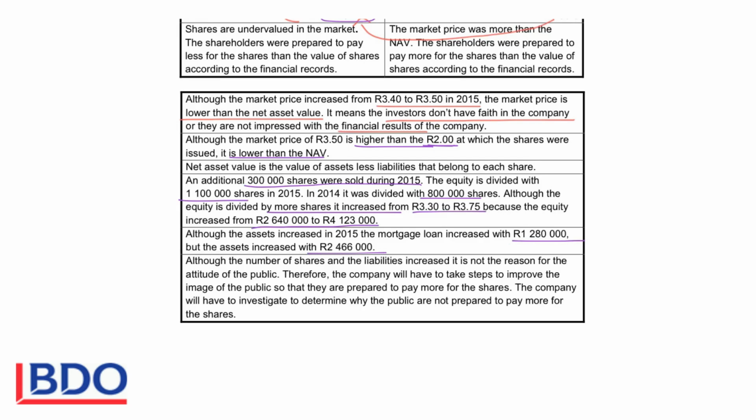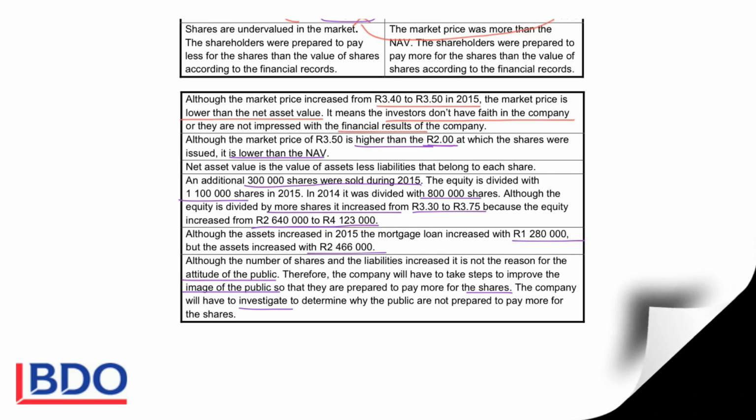Although the number of shares and the liabilities increased, it is not the reason for the attitude of the public, because the net asset value is still higher than it was the previous year, because the total assets increased more than the liabilities. Therefore, the company will have to take steps to improve its image with the public so that they will be prepared to pay more for the shares. The company will have to do an investigation to determine why the public are not prepared to pay more for the shares.